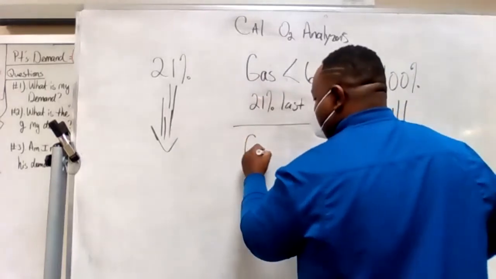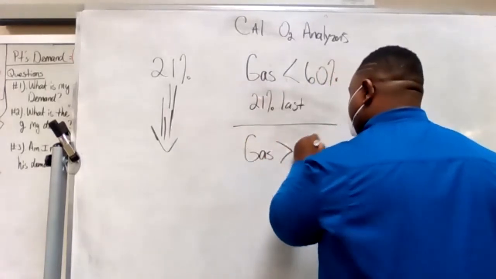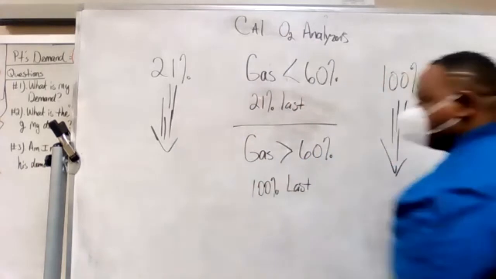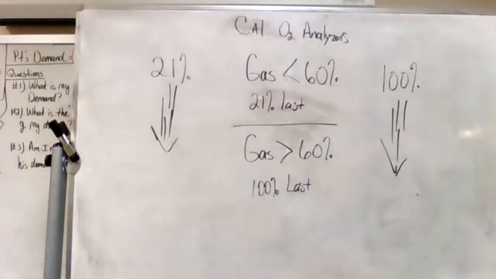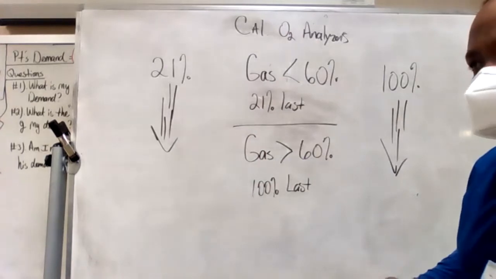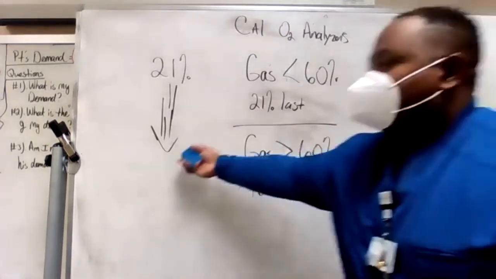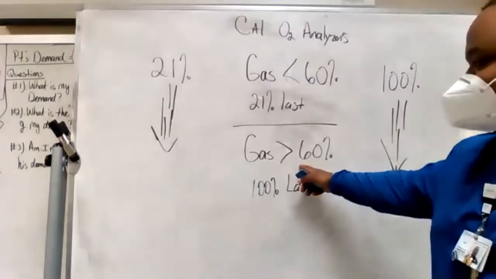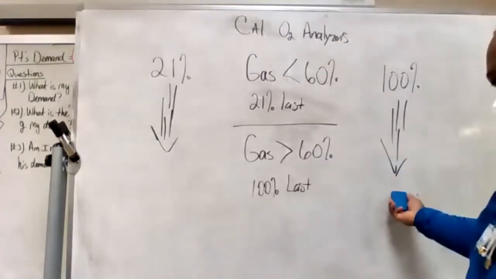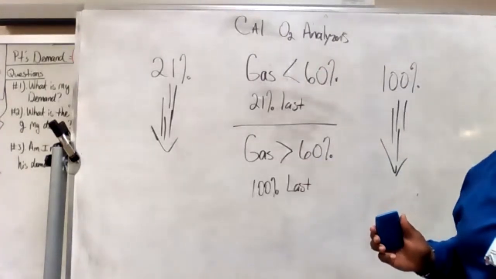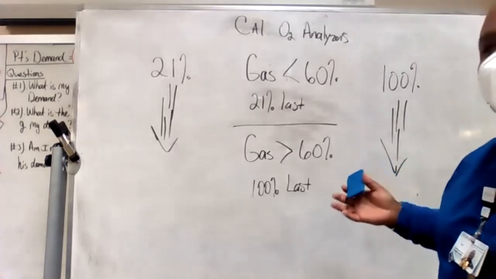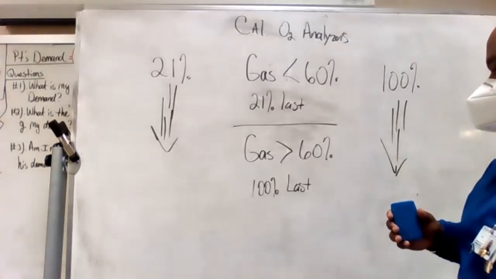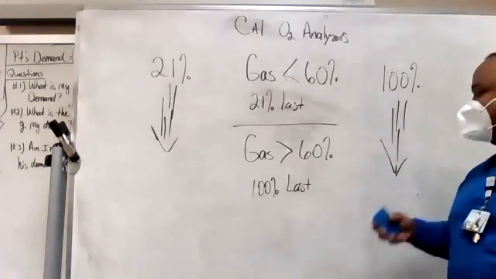If the gas is greater than 60%, then I do 100% last. So if you tell me Mr. Smith is on 30%, that's less than 60, I'm going to go here, then I'm going to go here. If you tell me Mr. Smith is on 80%, that's greater than 60, I'm going to go here, and then I'm going to go here. Got it? If I say he's on 75%, where do I go last? 100. If he's greater than 60, I do 100% last.